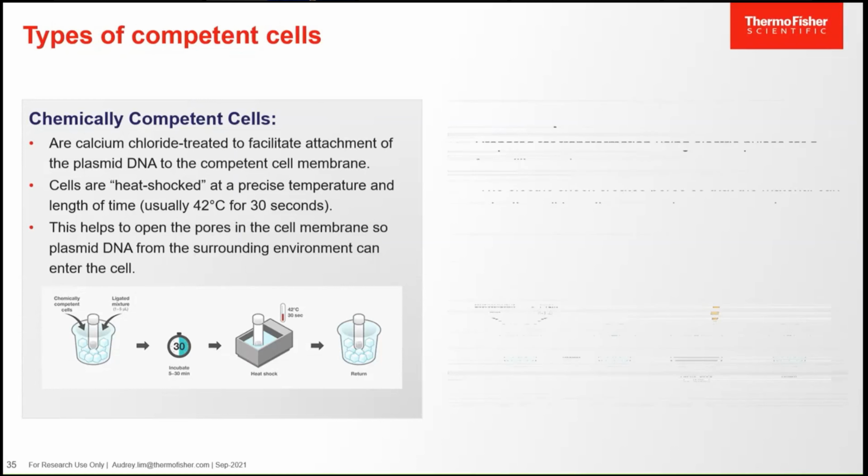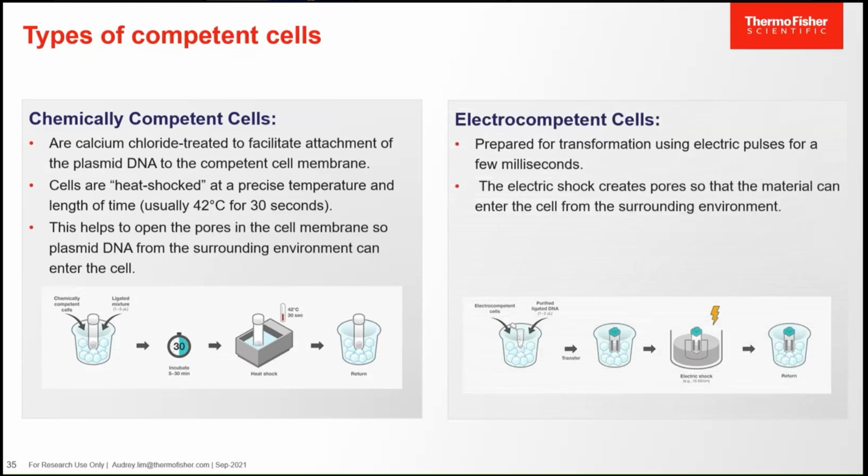Okay. Next one is the electrocompetent cell. They are prepared for transformation using a short electric pulse from the electroporator. This electric shock will create pores so that the plasmid DNA can enter into the cell.